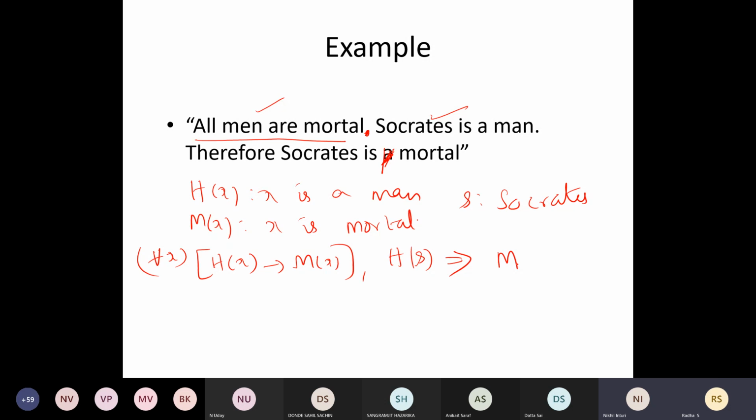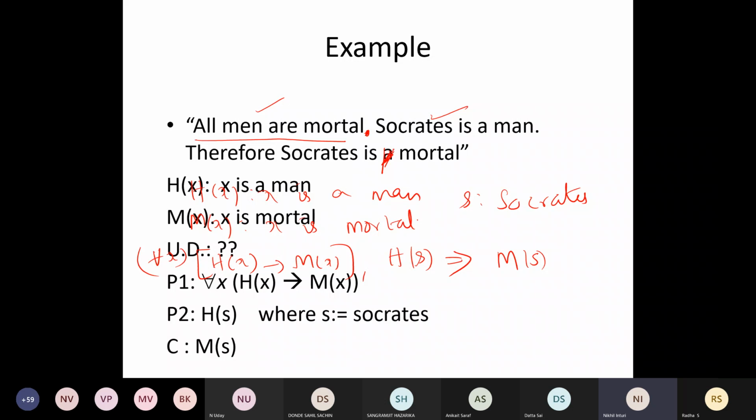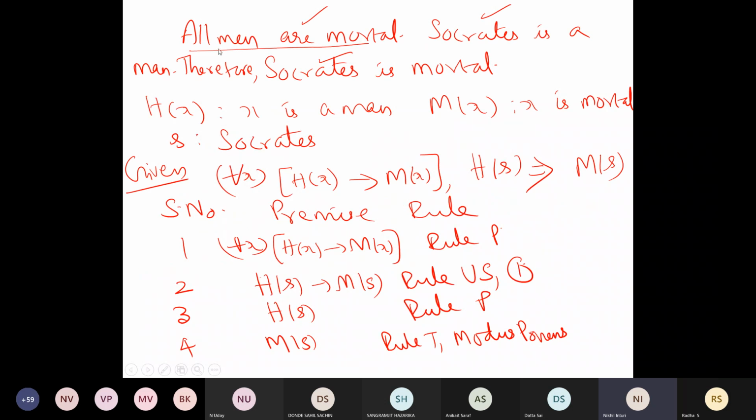Shall we start proving this? See? I think by seeing, you can understand. These are the two given premises. This is the thing you have to conclude, right?